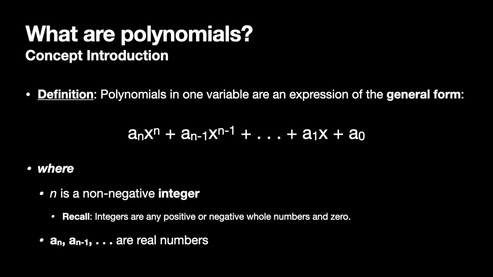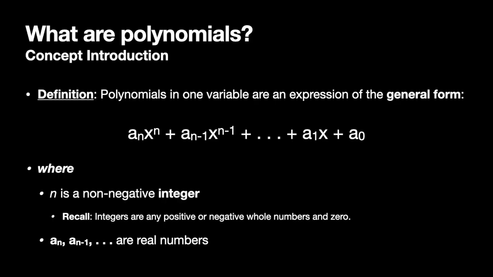So let's begin with the definition of polynomials. A polynomial in one variable is an algebraic expression made up of the terms involving powers of a variable, in this case x, where the powers of the variable are whole numbers, such as 0, 1, 2, 3, and so forth, and the coefficients are real numbers.